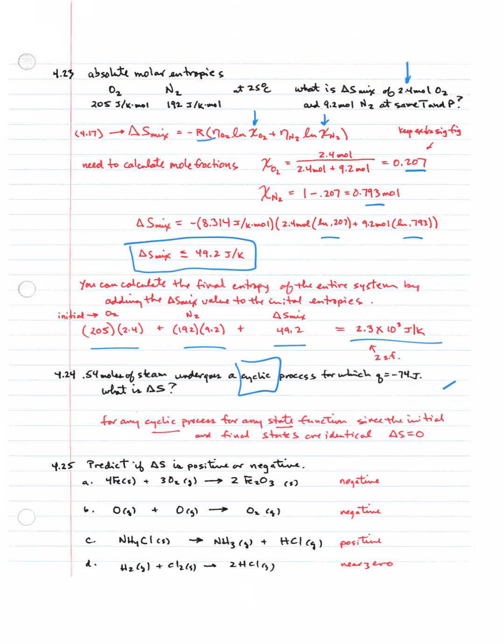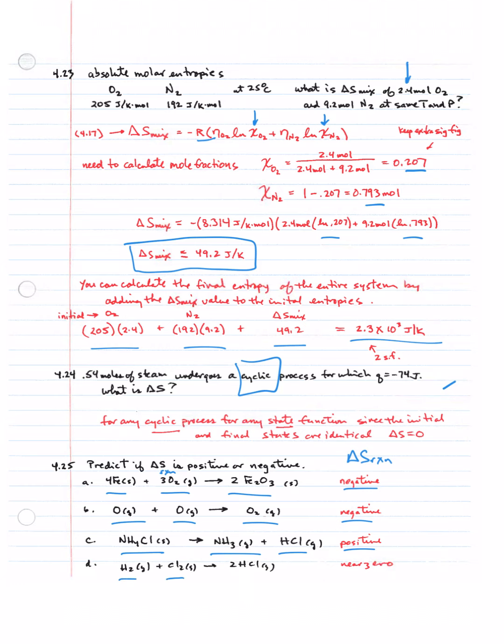Predict if the delta S, or really I should have written here the delta S of the reaction, is positive or negative. Here I have 4 moles of solid and 3 moles of gas going to 2 moles of solid. Now, since I have no gas on the right-hand side, this is definitely becoming a more ordered system. So you would expect the delta S of the reaction to be negative. We have less disorder. Same thing here. 2 moles of gas going to 1 mole of gas, I would expect less disorder. A mole of solid decomposing into gas, you would expect more disorder, a positive delta S.